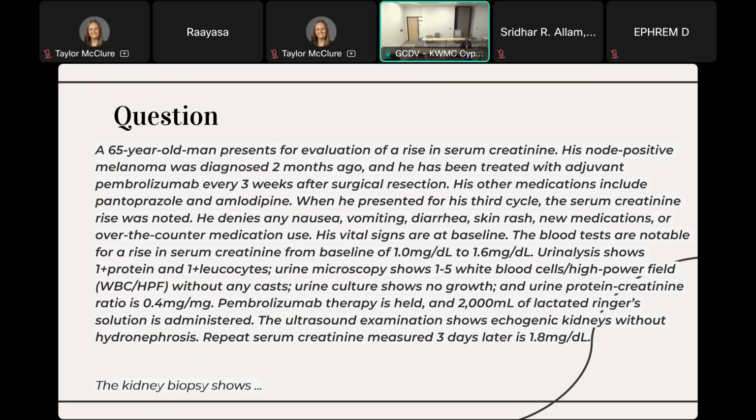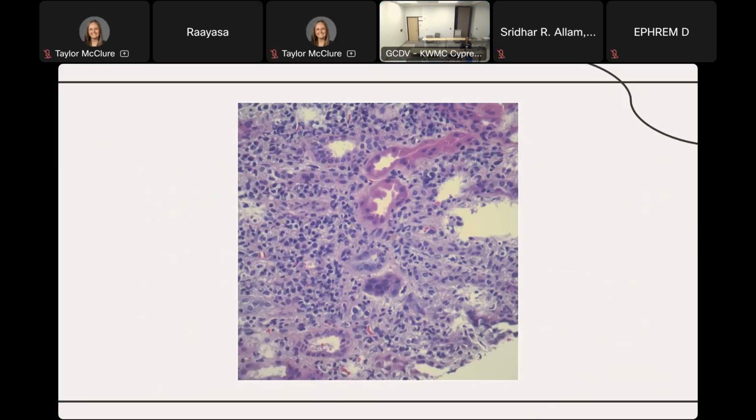The ultrasound examination shows that the patient's kidneys are normal, but the patient's repeat serum creatinine 3 days later is even higher at 1.8. So it was 1.4, he received 3 cycles, 1.6, stopped the medication, and still 1.8. Okay? The kidney biopsy shows this. What do you see?